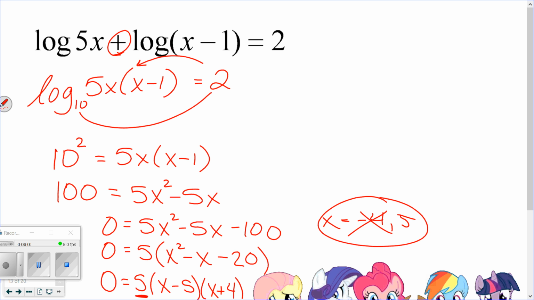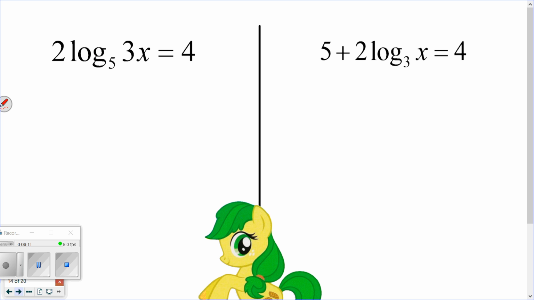But I don't want you to get into the habit of being like, oh, it's negative, wrong. The fact that it's negative here doesn't necessarily mean it'll be negative when you plug it in up here. Okay? All right. 2 times log of 5 equals log of 3x equals 4. What? Yeah, let's divide by 2.